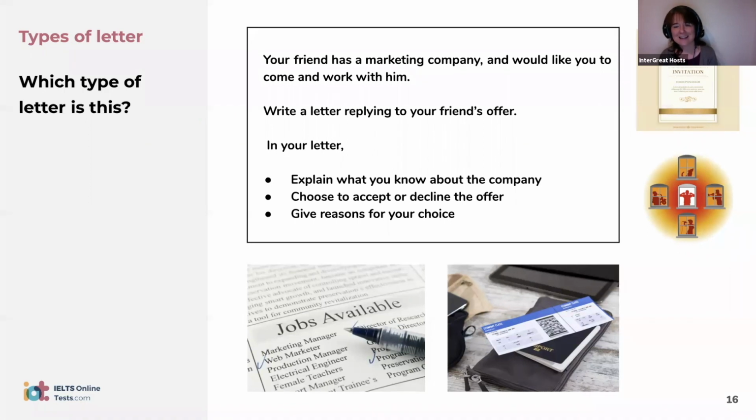Yes, exactly. So it's a semi-formal letter. You're writing to an individual, you're writing to a person, but they're not a friend, they're just somebody you know, and it's a kind of serious situation. That's the difference. With the semi-formal letter, you tend to use more formal language, but it's not as important as for the formal letter.